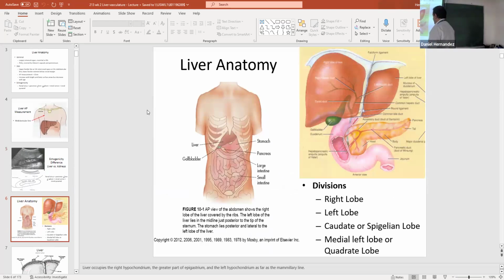So liver anatomy. We break the liver up into several sections or lobes. The divisions, we have the right lobe and the left lobe. The right lobe is located on the patient's right, the left lobe towards the patient's left or more midline. We also have a caudate lobe and then a quadrate lobe, which is the medial left lobe. So there's a fourth lobe that's not typically imaged. When we're doing our ultrasounds, we primarily just focus on the right lobe, left lobe, and caudate.